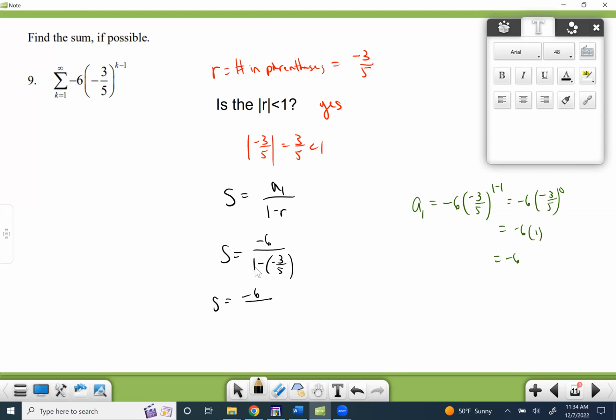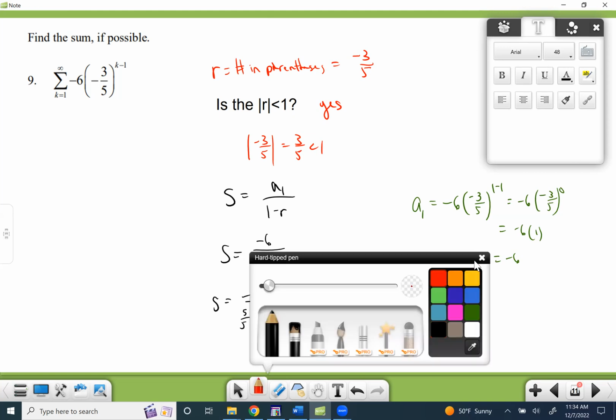Okay, so I'm going to make the 1 5/5. 5 over 5 is 1. And we're going to take the minus minus, and we're going to make that guy a plus. So this is going to be negative 6 over 8/5. Remember what that means? That means top, you flip the bottom and make it multiplication. So instead of dividing by 8/5, we're going to multiply by 5/8.